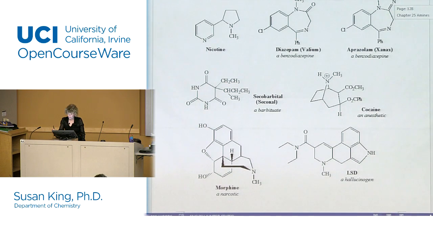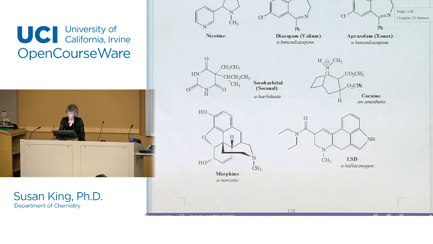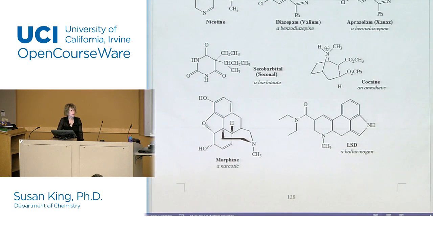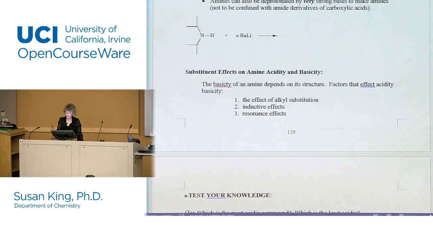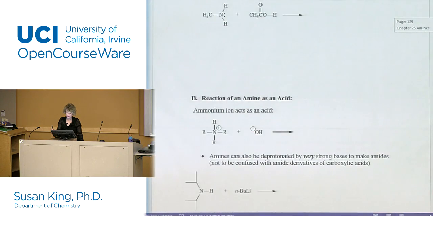Morphine and LSD. So a lot of drugs that affect the brain have nitrogens in them. Neuroleptic is what they call drugs that affect the brain. So it's important for you to be familiar with these, and they're a good target for us to learn how to synthesize some of these things.